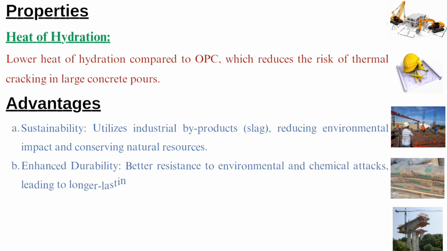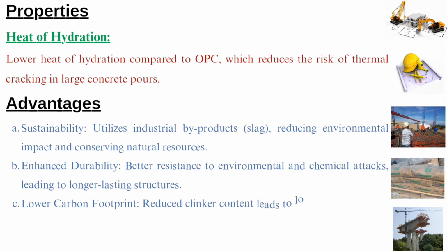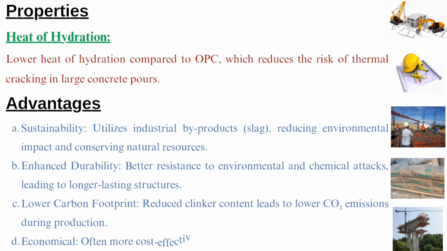Then we have lower carbon footprint. So reduced clinker content leads to lower carbon dioxide emissions during production. Economical. It is often more cost effective than OPC due to the use of slag. So these are the 4 advantages of PSC.